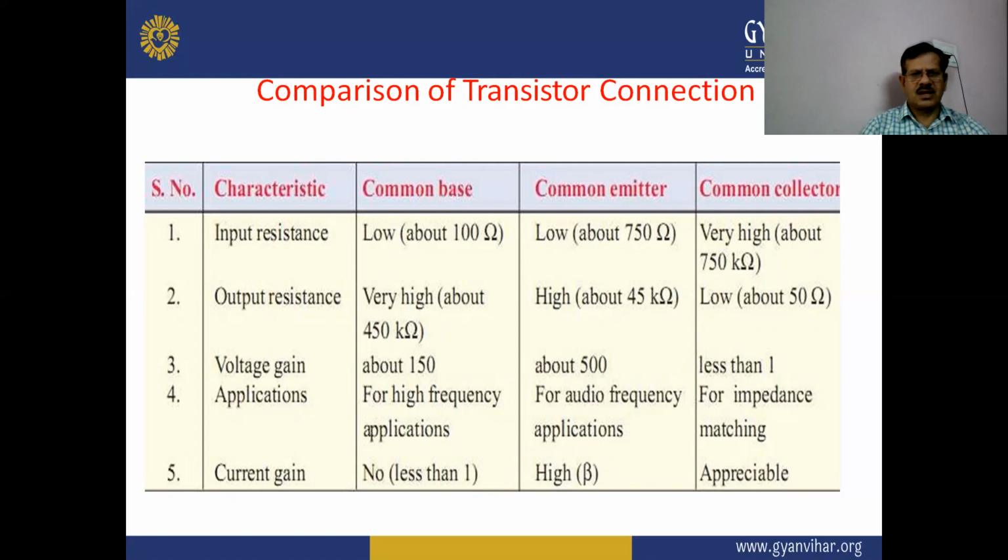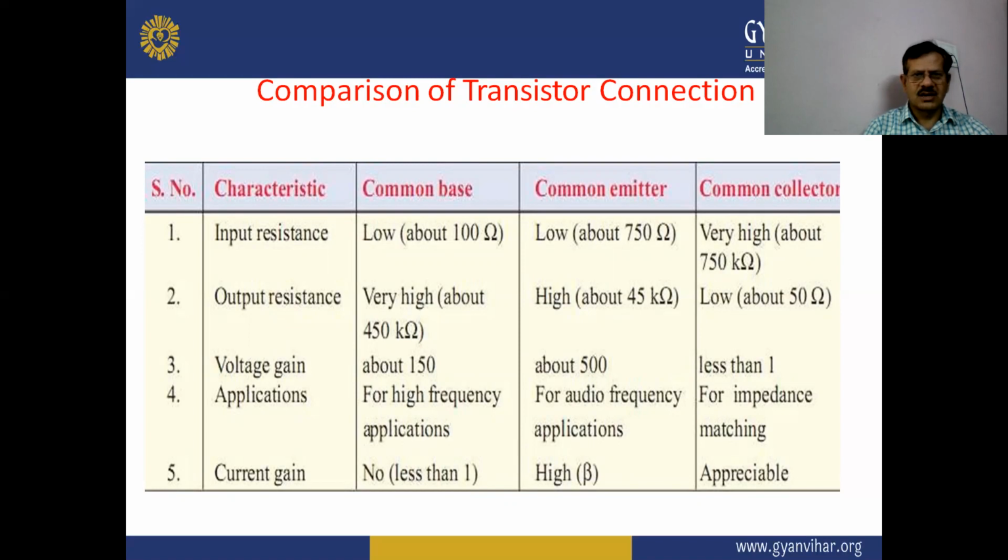The next characteristic is the output resistance. What is the value of output resistance in the common base? It will be very high, about 450 kilo ohm. In the common emitter, it will be 45 kilo ohm, and for the common collector, the output resistance will be low, about 50 ohm. So this is the second characteristic of the BJT. And the next characteristic is the voltage gain.